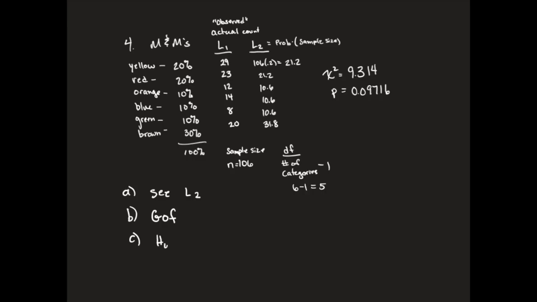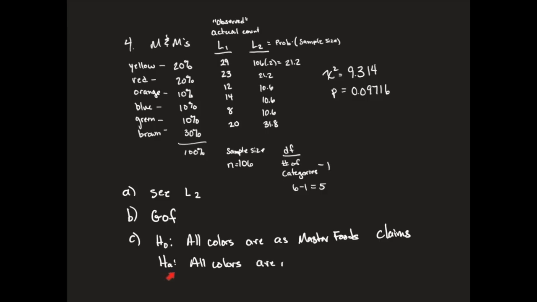Part C is simply to write out the null and alternative hypotheses. If you remember from class, I told you that in chi-square, we're always going to be working with a sentence, and it's a complete sentence, by the way, for all three chi-squared tests. In this case, we're going to say that all colors are as the manufacturer claims they should be. The alternative is just the opposite of it. All colors are not as they claim.